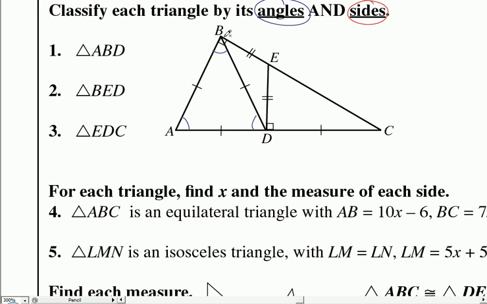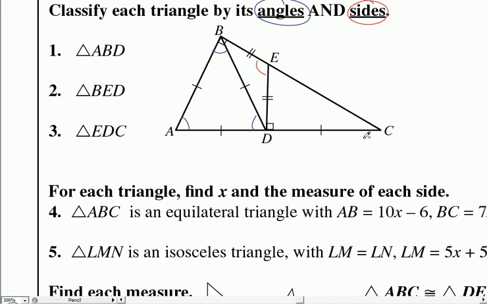What about BED? By its angles. It's not acute, because what kind of angle is that? That's obtuse, so it's an obtuse triangle. What about by its sides? Isosceles, because 2 sides are equal to each other. BE and ED are equal to each other. That's 2 sides. That's isosceles. Right here. What is that? It's obtuse.